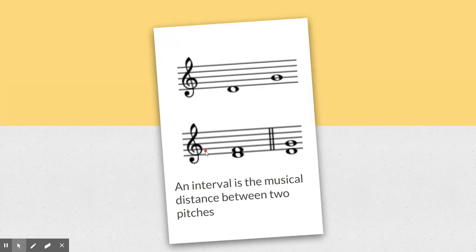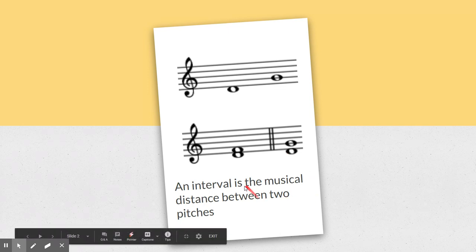So first things first, the first thing that you see on your worksheet is about an interval. An interval is the musical distance between two pitches. They can be melodic, like this, from one pitch to the next, or they can be harmonic, where they happen at the same time. So it's the distance between these two pitches. That's what you'll fill in there: intervals, the musical distance between two pitches.